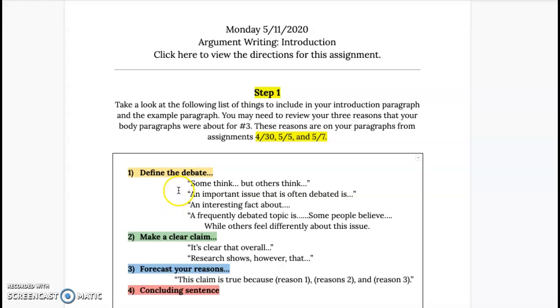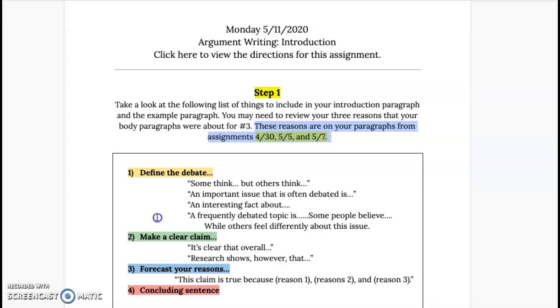Okay, so think of your topic first of all. I do have up here, I just want to note this little sentence here. You are going to be forecasting your reasons. If you need to refresh your memory as to what your reasons were, go back to those assignments right there. Those were your paragraphs that you put together, and your reasons were right in the first sentence of your paragraph. It was in your topic sentence, okay? So let's do an example.